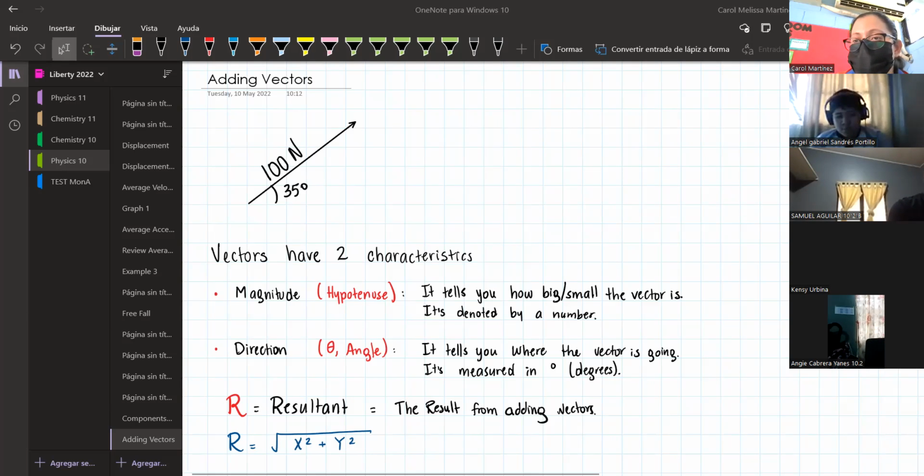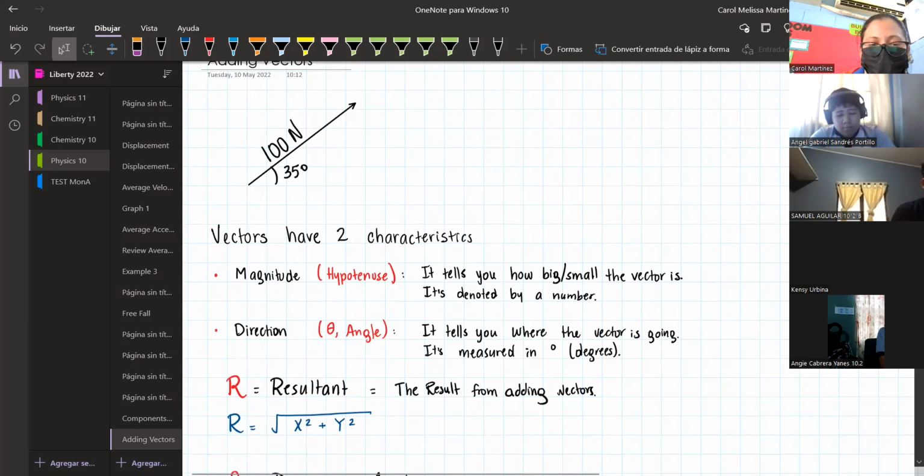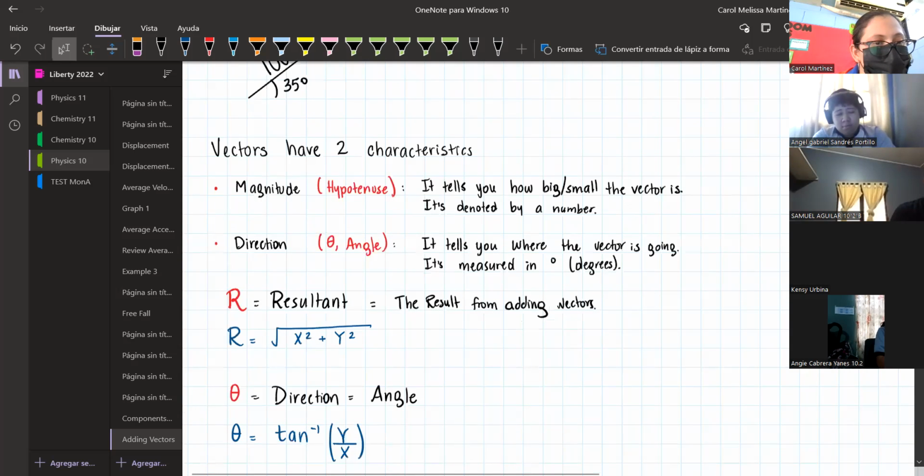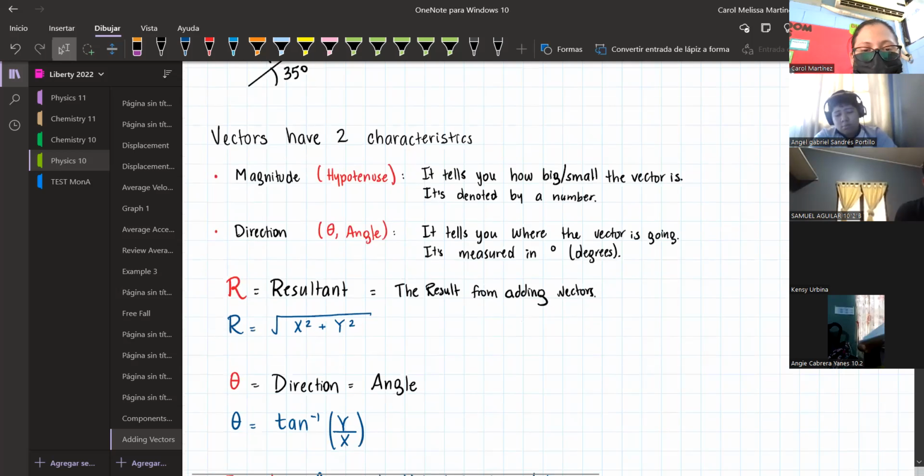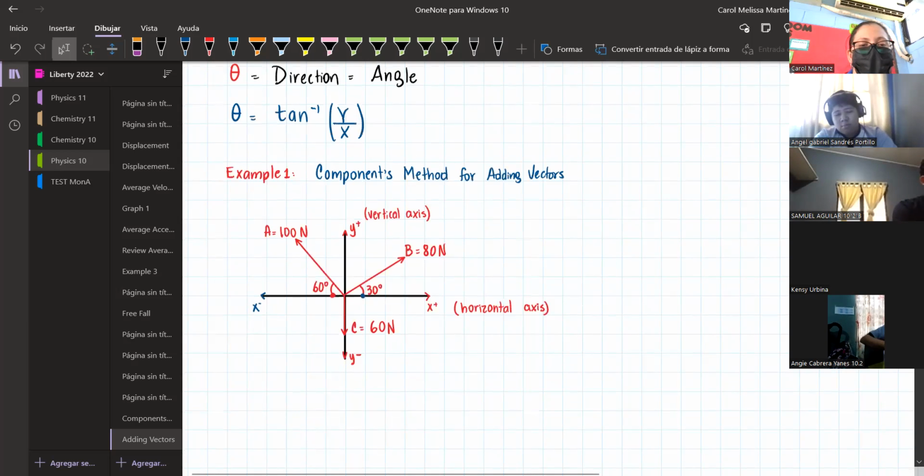To calculate the magnitude, we're going to be using the formula resultant equals the square root of x squared plus y squared. And to get the angle, we're going to be using the formula arctangent of y divided by x. And then I gave you the example, and I told you this method is called the components method for adding vectors.